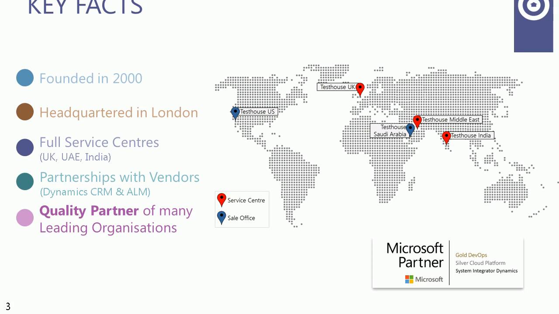Just some key facts about Testhouse. We were founded in 2000 and have been headquartered in London ever since. We actually started in Stratford, and about 5 years ago, we moved on to the Docklands, which is about a stone's throw away from Canary Wharf. We have full service centers in the UK, in India, and the Middle East, but we also have a presence and offices in Saudi Arabia and the US. We're partners with a lot of the key test tool vendors, so IBM, HP, or now Micro Focus, and most importantly, we are a Gold DevOps Microsoft partner, a cloud partner, and a Dynamics partner.